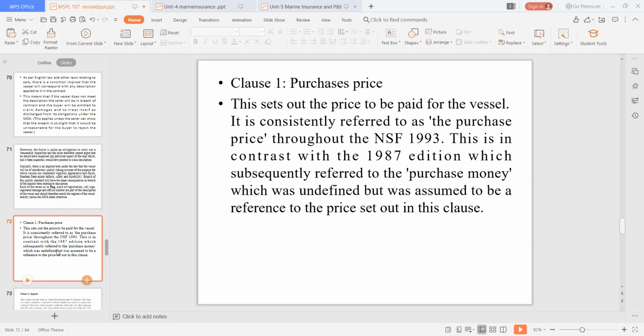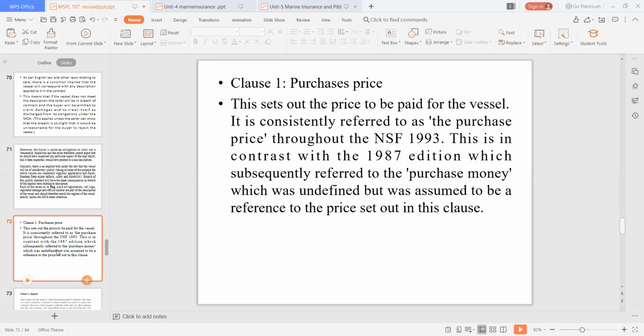This is in contrast with the 1987 edition. See that 87 edition. It subsequently referred to the purchase money, which was undefined but was assumed to be a reference to the price set out in this clause. So see this. Clause 1 is purchase price in the 1993 NSF, and in 1987, it's called the purchase money. Because money, you can't define, right?